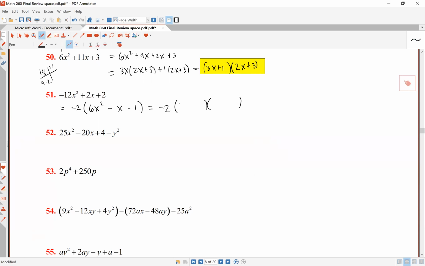All right, 6x squared. It's got to be a 2x. Well, it doesn't have to be, but I'm going to try this: 2x and a 3x. Now we need to get negative 1, so we have 1 and 1, but we need them to add to get negative 1 in the middle. So if I use positive 2x and minus 3x, that'll do it for us.